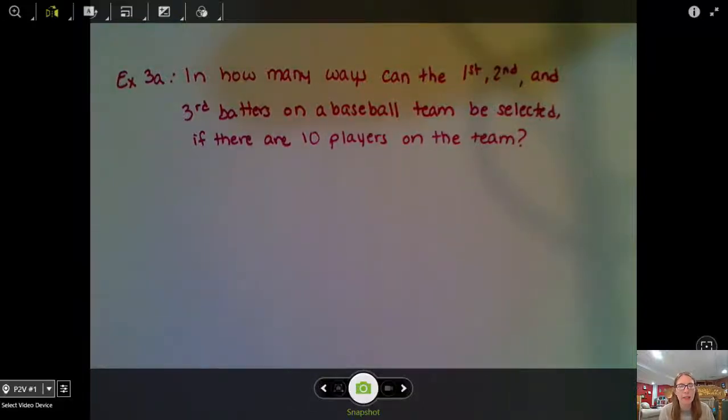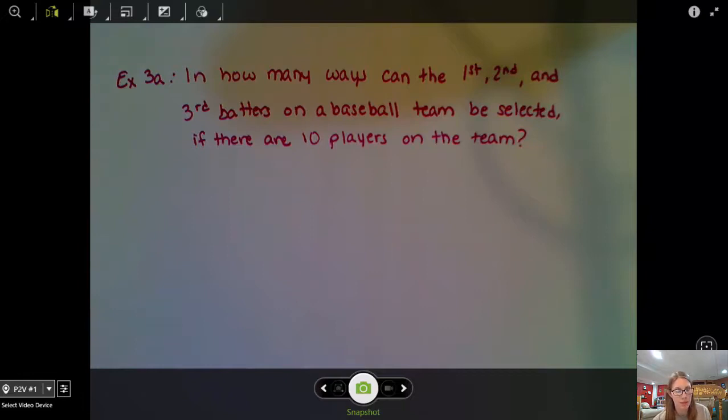Example number 3 for us here is very similar to our last, where we're trying to order different things. For example here, in how many ways can the first, second, and third batters on a baseball team be selected if there are 10 players on the team? Well, let's try to think this through with the fundamental counting principle.